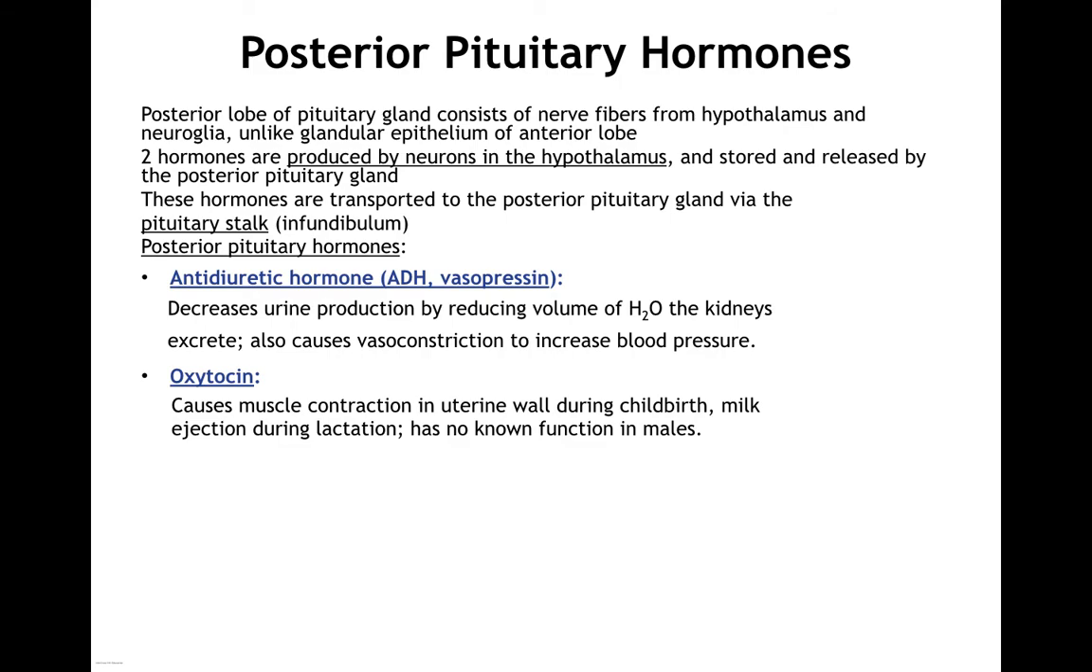ADH decreases urine production by increasing the reabsorption of water in the kidneys, and it also can cause vasoconstriction directly, and that would increase blood pressure, which is why it has the name vasopressin. Oxytocin causes muscle contractions in the uterine wall during childbirth, and milk ejection during lactation. Again, it shows up in males, but we really don't know exactly what it is doing. Again, it may be a holdover.